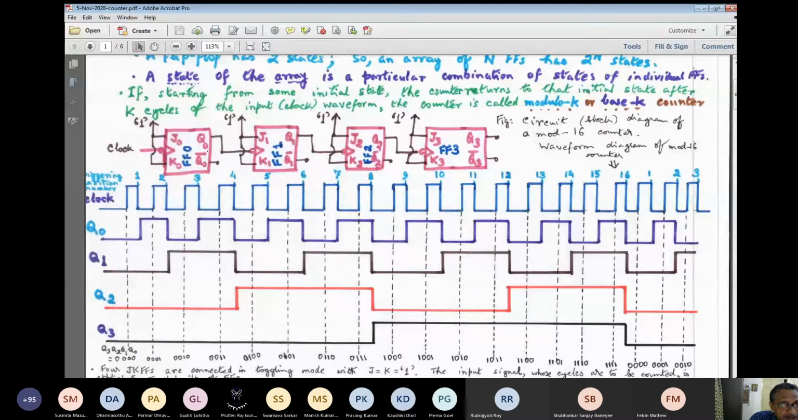Similarly, you see FF1 will respond to the clock input applied at its particular input, and that too is coming from its immediate left neighbor. That means the clock input is coming from Q0. So whenever Q0 has a 1 to 0 transition, FF1 will have a transition, and you can easily note that the frequency of the output signal obtained at the normal output of FF1, Q1, is nothing but 1/2 of that of the FF0 output.